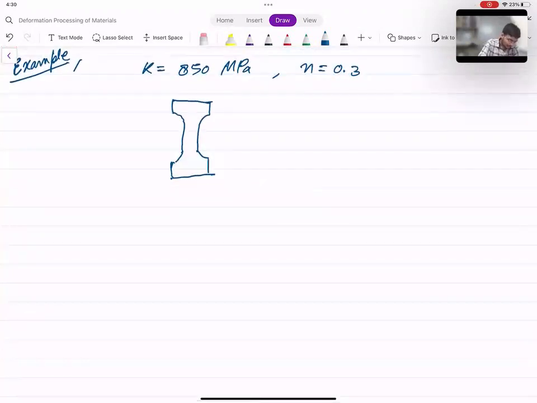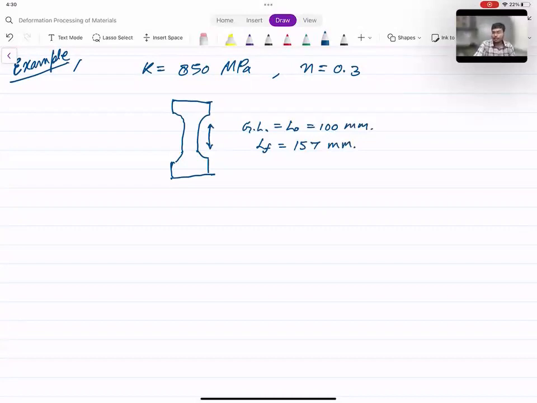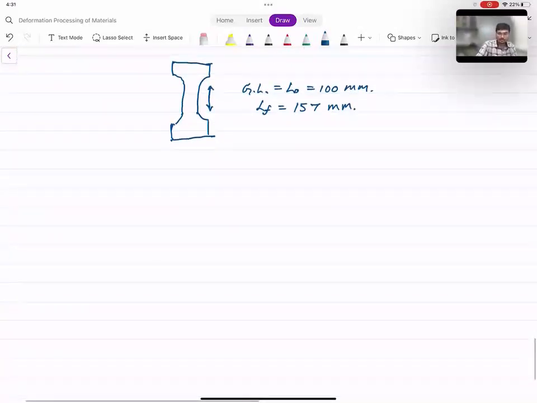You might have seen this in your course related to mechanical behaviors, that this region is known as gauge length. So gauge length here, let us say this was L0, was given as 100 mm, and after elongation we got the final length as 157 mm. Now we need to find the flow stress and average flow stress in this case again.